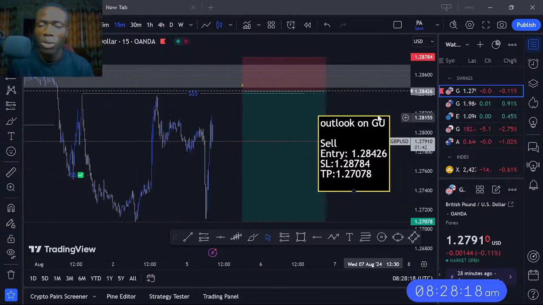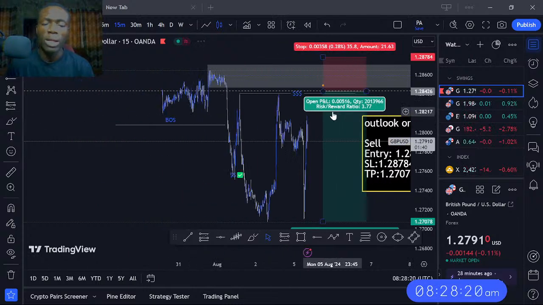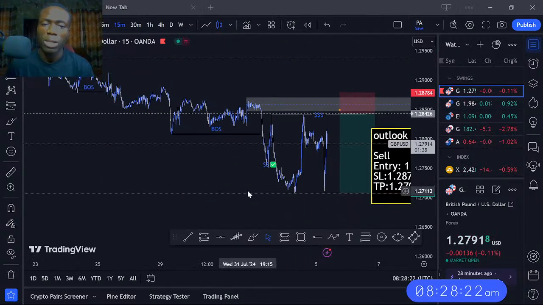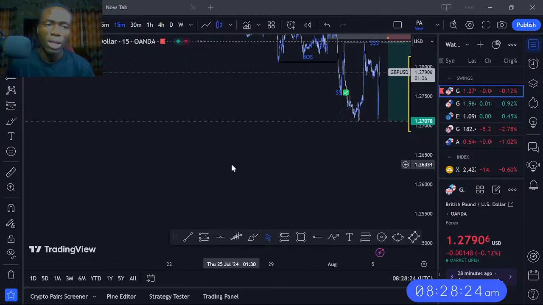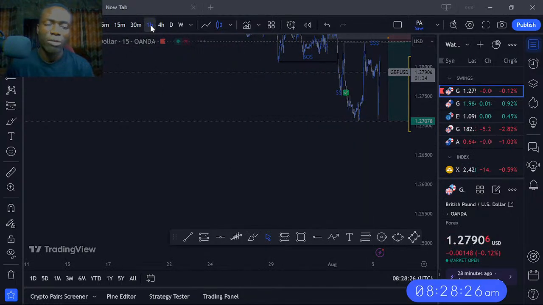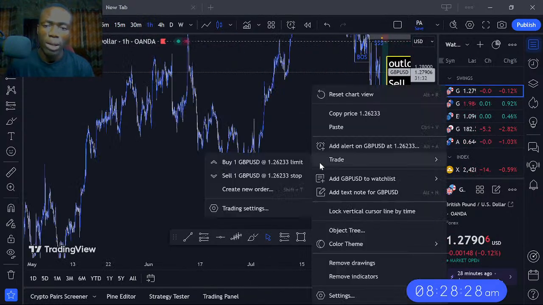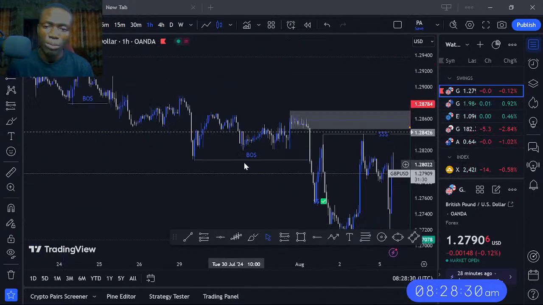So here is the first outlook on GBP USD. And then the next we need to consider on GBP USD is that the market is also in an uptrend that is actually coming back downwards on the higher time frame. So we could be looking for an area of demand way below here.